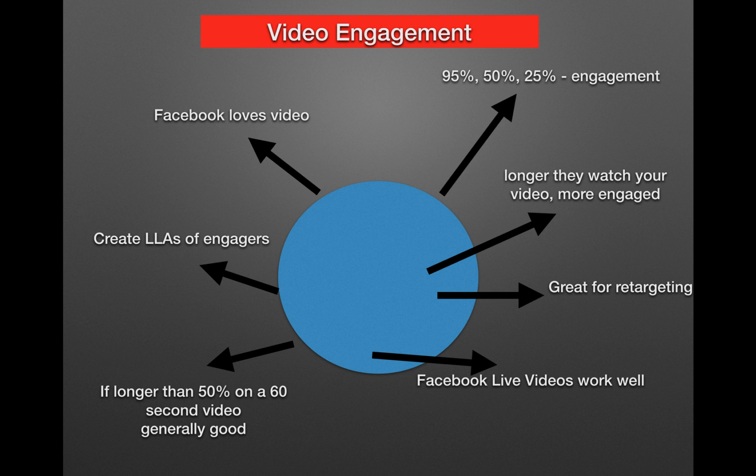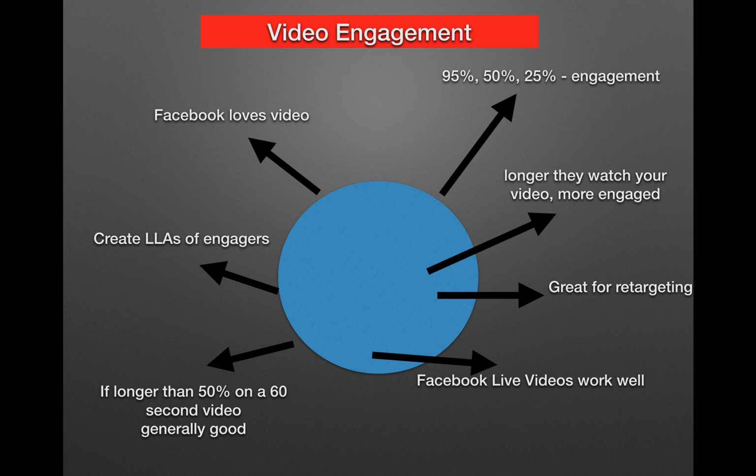And again, video custom audiences are great for retargeting. And if people watch more than 50% of a 60-second video, then that's generally good. So if you have people who are watching your video for over 50% on a 60-second video, then it's a good thing.